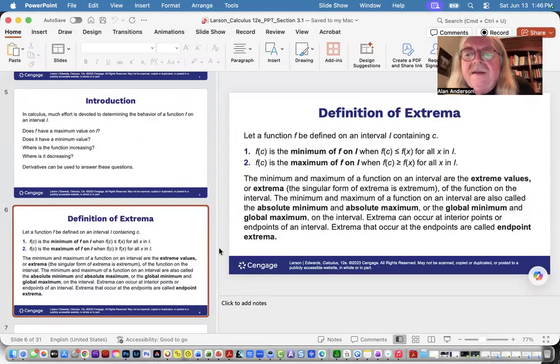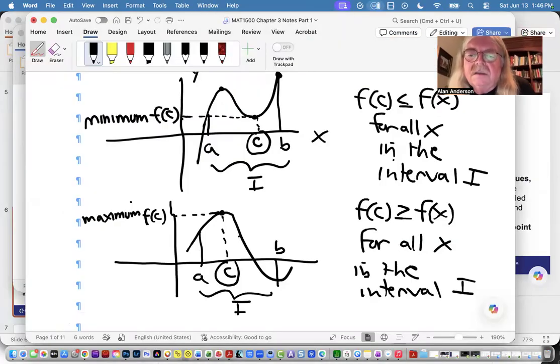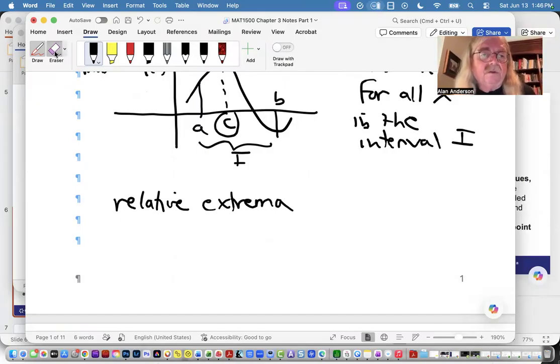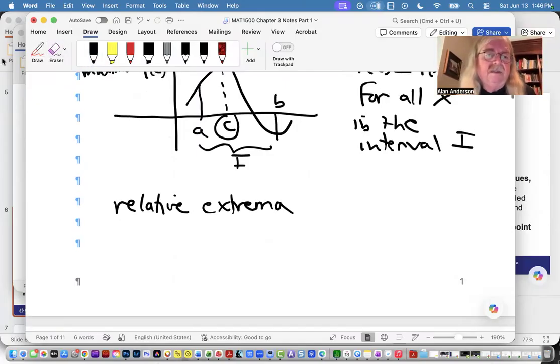Now, we can then make a distinction between what are called relative extrema, which are sometimes called local. Let me just fix that.